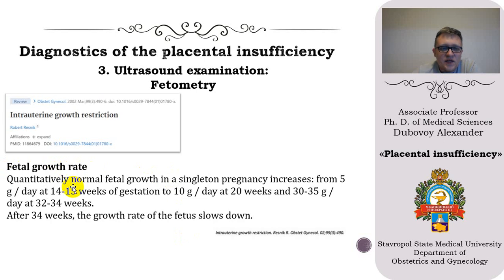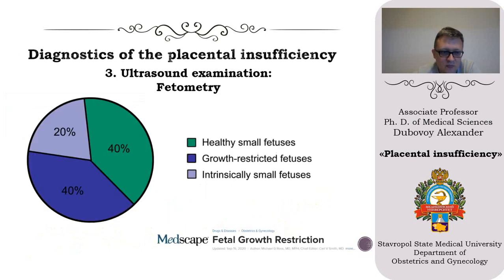Fetal growth rate: quantitatively, normal fetal growth in a singleton pregnancy increases from 5 grams per day at 14-15 weeks of gestation to 10 grams per day at 20 weeks, and 30-35 grams per day at 34 weeks. After 34 weeks, the growth rate of the fetus slows down.